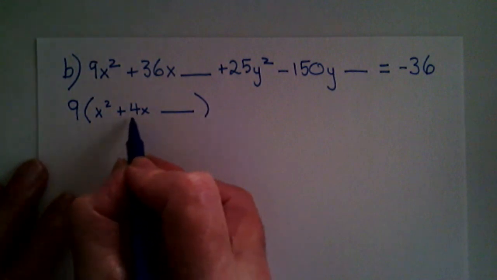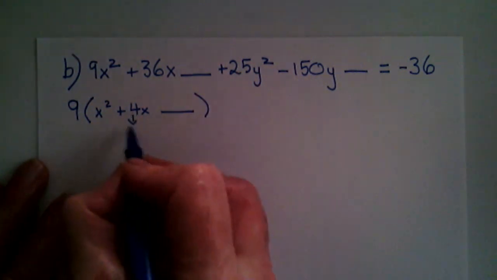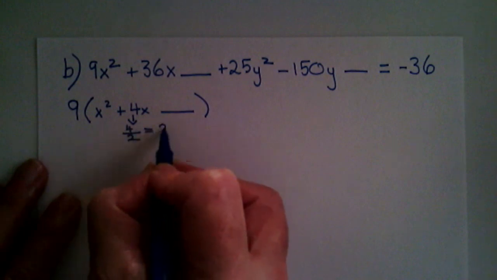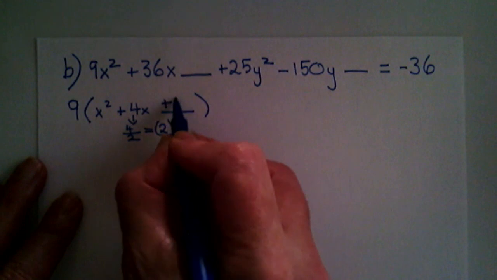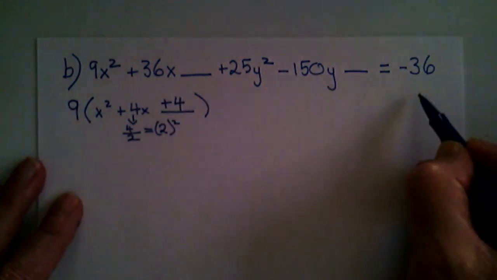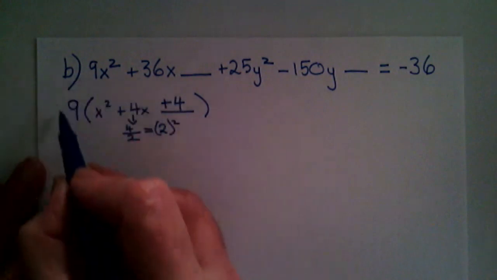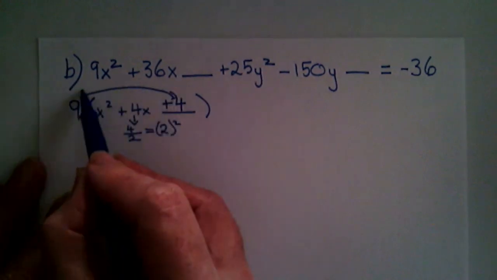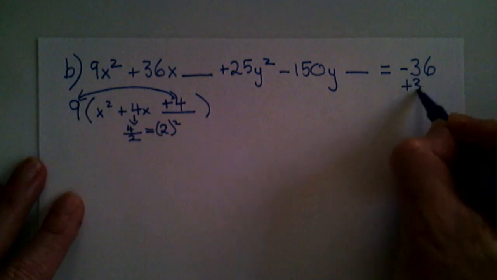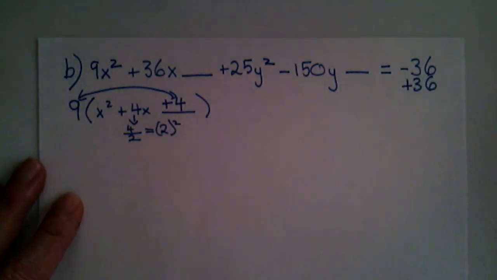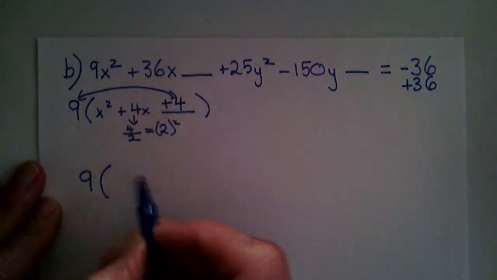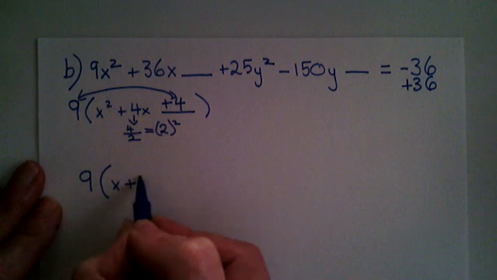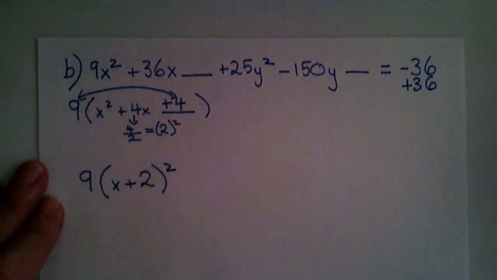So here we've got our 4, we divide it by 2 is equal to 2, then we square it and we end up with 4. So that's going to be plus 4 here. It's not just going to be plus 4 here. You're going to take your 4 and multiply it with the 9. So that's going to be plus 36. Okay, so here we're going to have 9 times x plus 2 squared.